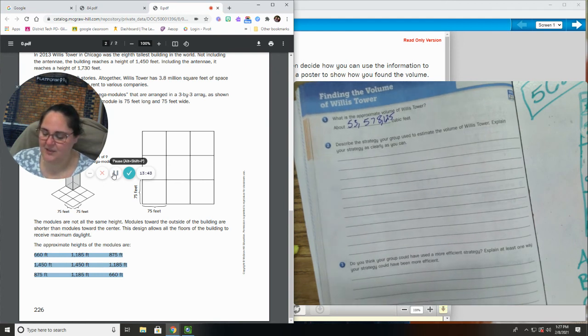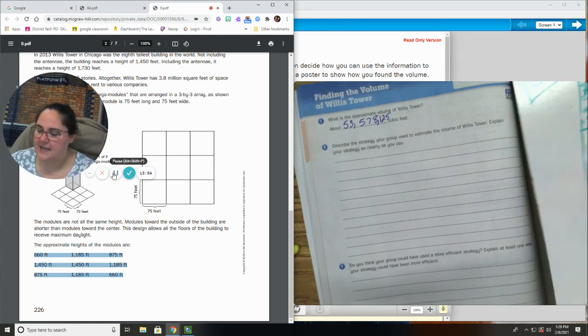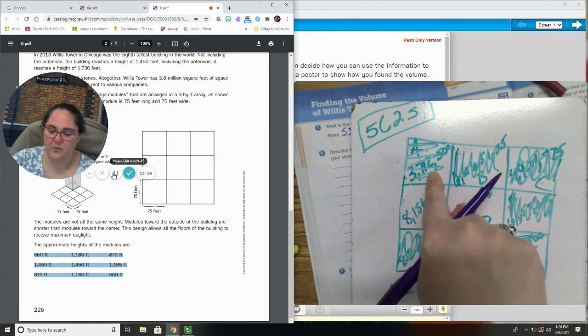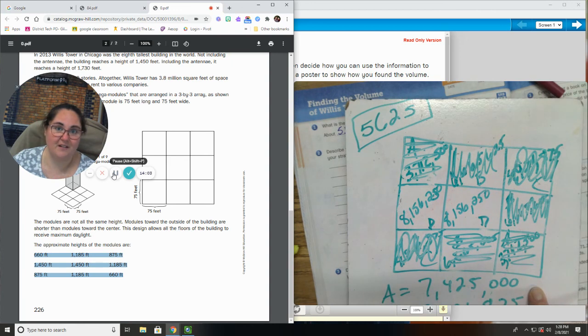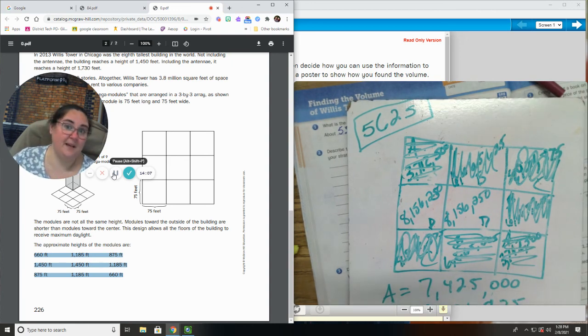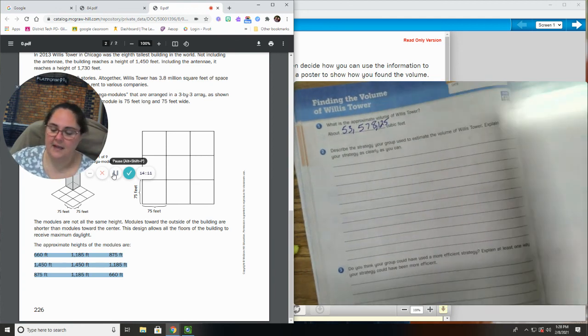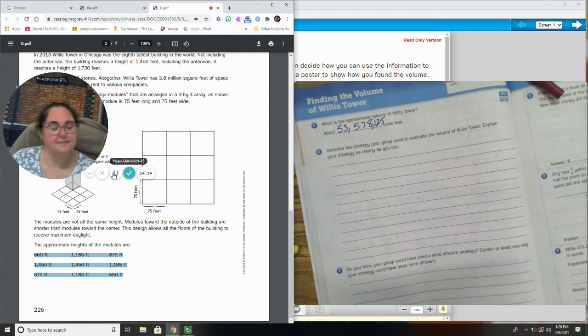Now, it says, do you think the group could have used a more efficient strategy? What is one way we could make our strategy even more efficient? Well, one thing that we could do is on the very first one, when we found box A, we could have gone ahead and while we had it in our calculator, multiplied it by 2 to find this answer down here, right? So we could have done that to begin with. That might be an option. All right, see if you can think of another strategy.